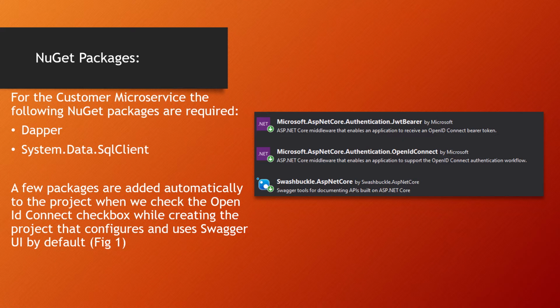All right. So having got the first few slides out of the way, let's see what is Dapper. Dapper is an object relational mapping for the .NET platform.